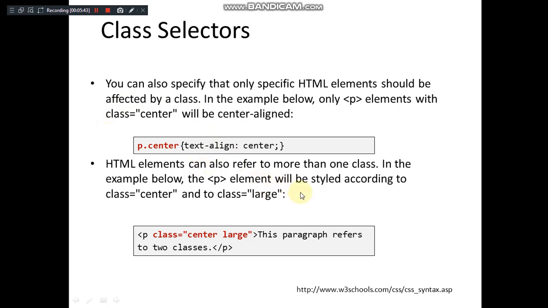HTML elements can also refer to more than one class. In the example below, you can just observe it belongs to multiple classes, right? So one is center and the other one is large. So you have the possibility to combine and specify more than one class to a particular HTML element as well.